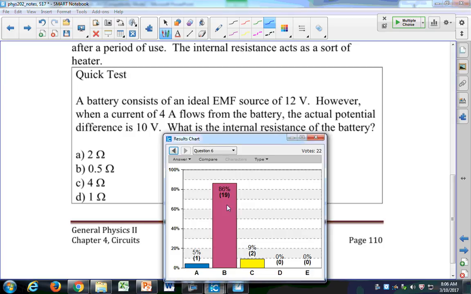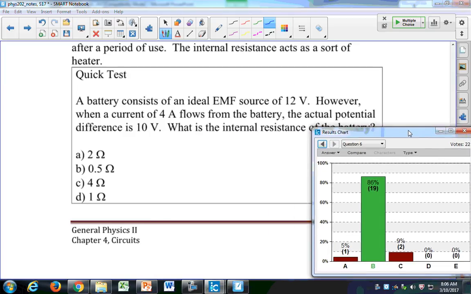All right, good. B is right. The way I do this is I say delta V, that's my terminal voltage, or the actual potential difference that I get, is equal to the EMF minus I times my internal resistance. So I get 10 equals 12 minus the current, which is 4, times R, and I solve that for R. It's negative 2 over negative 4, or 0.5 ohms.